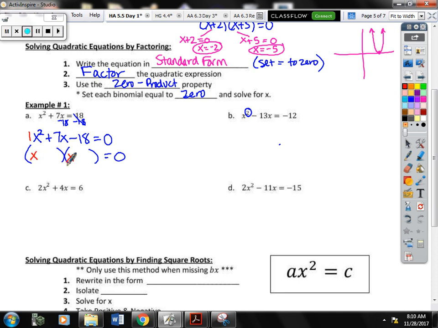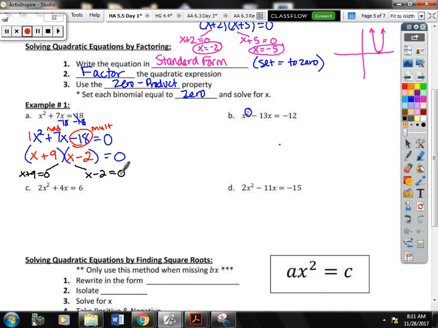Remember, if this were a 2 or a 3 or a 5, we would then have to do guess and check by checking with our FOILing. We need two numbers that multiply to be negative 18 and add to be 7. So that's going to be 9 and 2, and we'll have a positive 9 and a negative 2. 9 minus 2 will get me a positive 7. Now, before break, that was all we did. We just factored. Now we're taking it an extra step. Since we want to solve this, we're going to set each of these equal to 0. So we'll have x plus 9 is 0, or x minus 2 is 0.